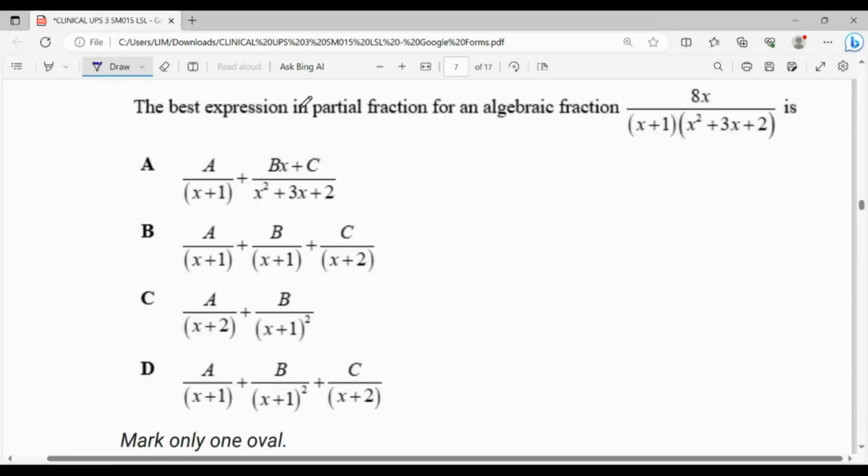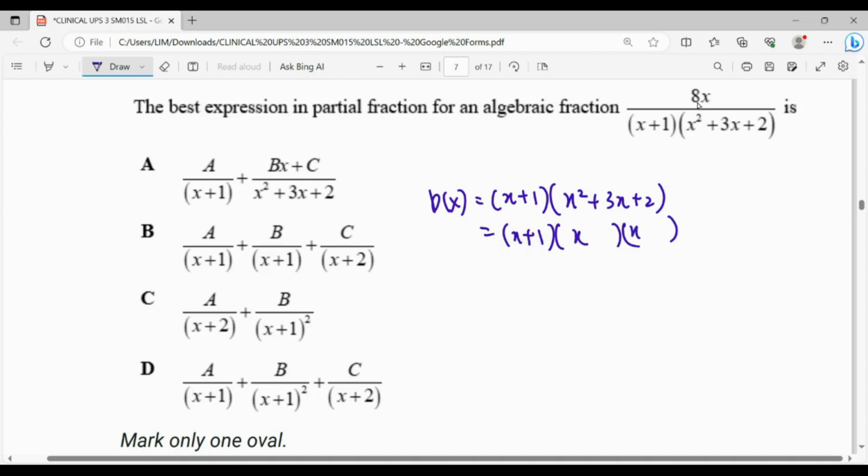Next, the best expression in partial fraction for an algebraic fraction is, so look at the fraction here. This is a proper fraction. Then we're going to split according to the divisor. So make sure the divisor here is completely factorized. For the quadratic here, we can try to factorize, which is 1 and 2 plus. So we have a repeating factor. The first partial fraction will be in the factor of x plus 1. For the repeat, the second time, it will be x plus 1 squared. And then another factor here will be x plus 2.